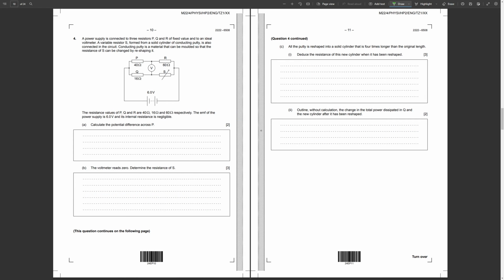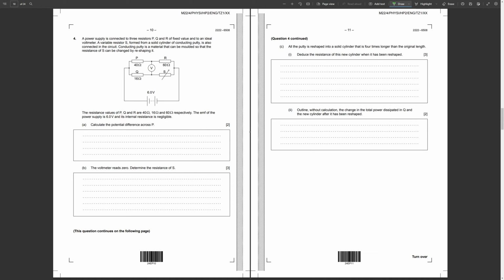Next, question 4. It is going to be a very complicated question. And no worries, I'm going to show you a very important and easy technique to solve all complicated circuits. In these circuits, you are given 4 fixed resistors, with 1 variable resistor, and there is an ideal power supply, which means there is no internal resistance. Your target is to get the potential difference across P.